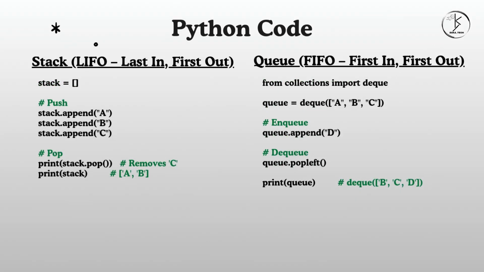For a stack, we can use append to add elements and pop to remove the elements. In a queue also we can use append to add and popleft to remove the elements.